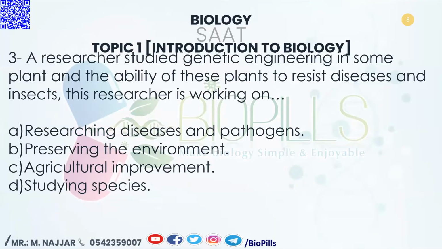A researcher studied genetic engineering in some plants and the ability of these plants to resist diseases and insects. His research is working on A, researching diseases and pathogens. B, preserving the environment. C, agricultural improvement. D, study species. He mentioned there genetic engineering in some plants, so this is related to agricultural improvement.